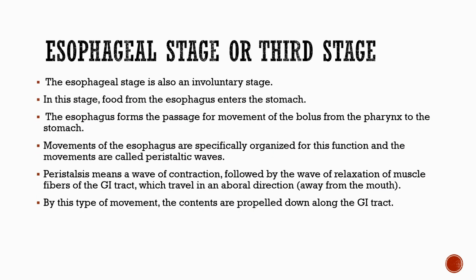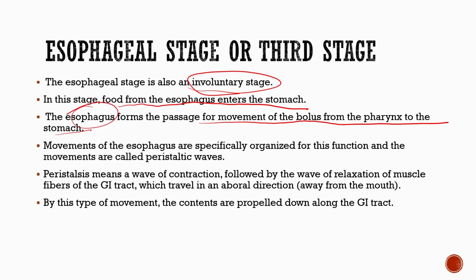Esophageal stage. It is also an involuntary stage. Food from esophagus enters the stomach. So it forms the passage for movement of the bolus from pharynx to stomach. So it is a food pipe. It is a pipe which connects the mouth to the stomach, and it is a pathway for the food to go smoothly towards the stomach only. Only stomach and nowhere else.